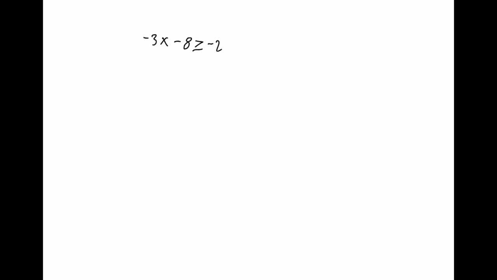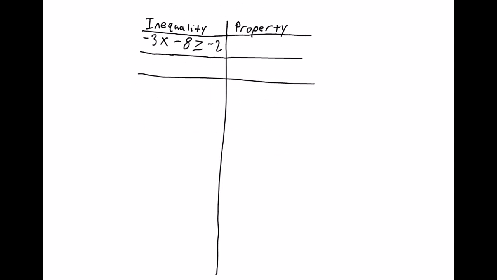So, now we're given the problem negative 3x minus 8 is greater than or equal to negative 2. So from here, once again, start with the table. As per usual, the first property is given. The next step, like usual, we need to get rid of the subtraction happening first. So this is a minus 8, so let's add 8 to both sides of the inequality.